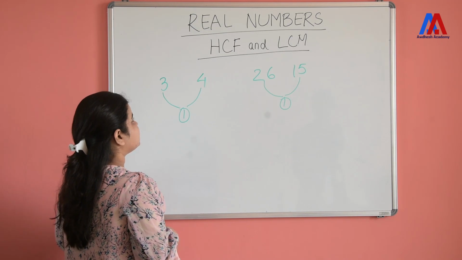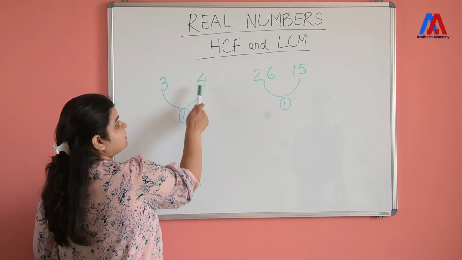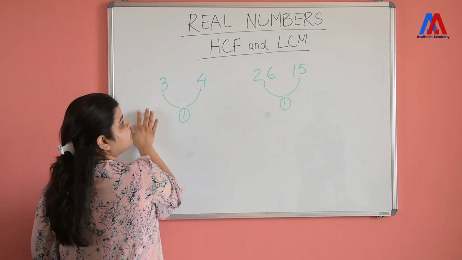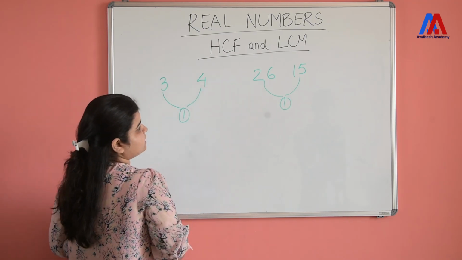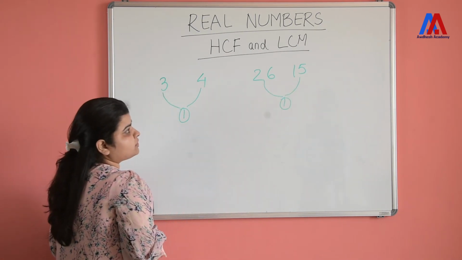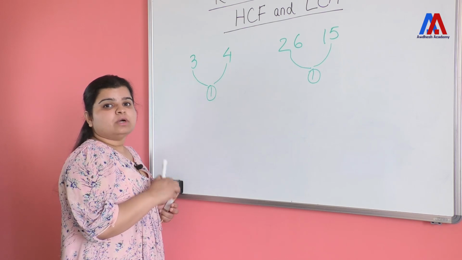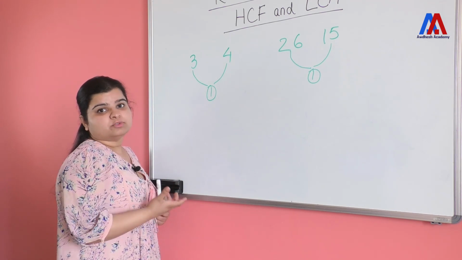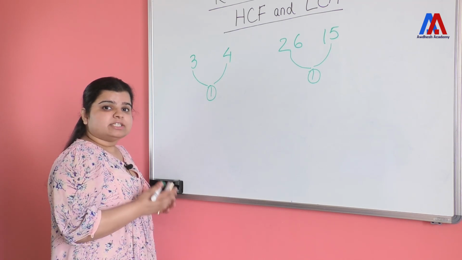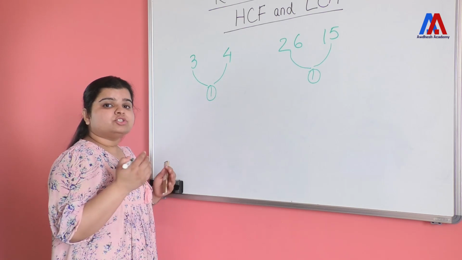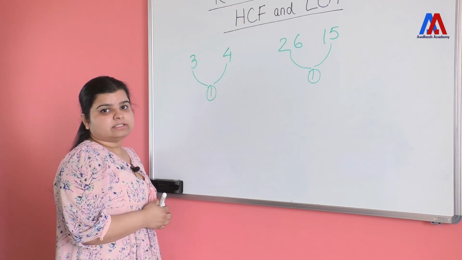Also, an interesting thing is that the individual numbers need not be prime. Here we have 3, which is a prime number, and 4, which is a composite number. In this case both numbers are composite. So there is no hard and fast rule that the individual numbers have to be prime or composite. They can be anything, just that the two numbers should be relatively prime, that is, they should not have any common factor other than 1.